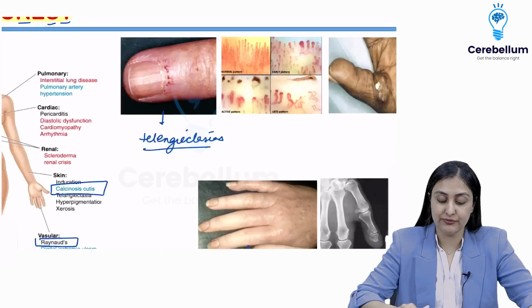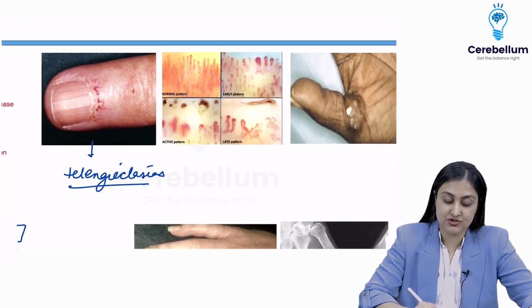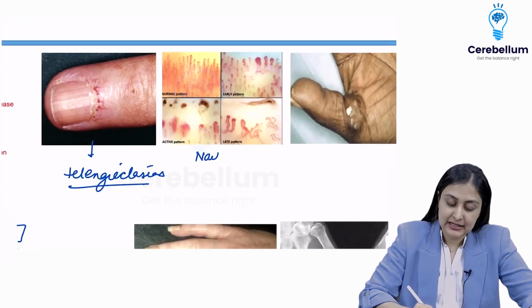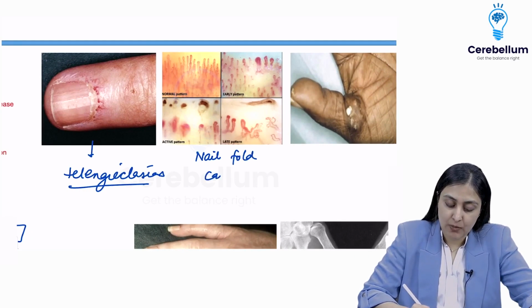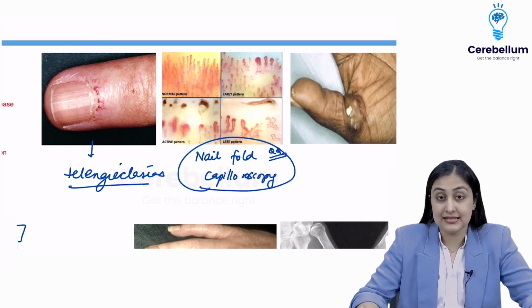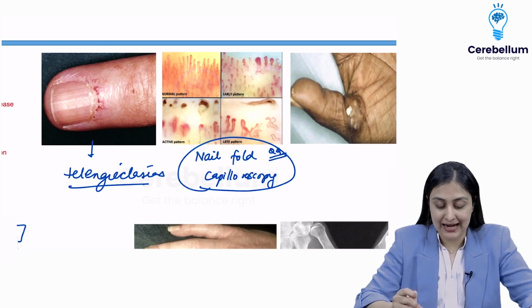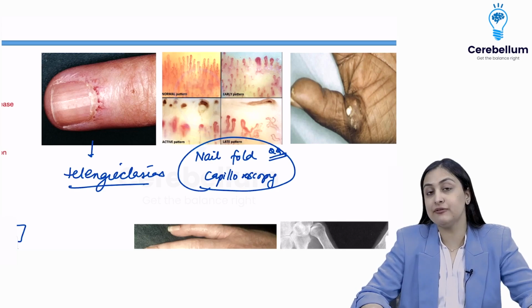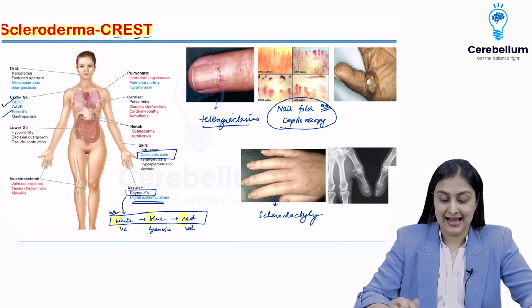And also one more finding which could be a potential question is this nail fold capillaroscopy. That is a technique that is done for this disease. So this is something that you will only see in scleroderma, where we are looking at the pattern of the capillaries at the nail fold to see the disease activity.